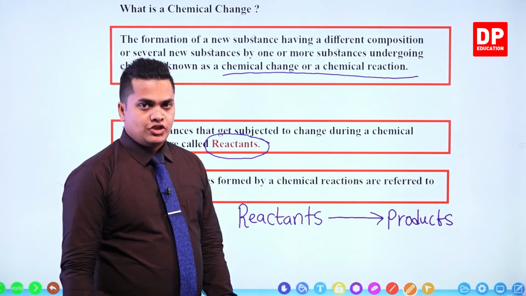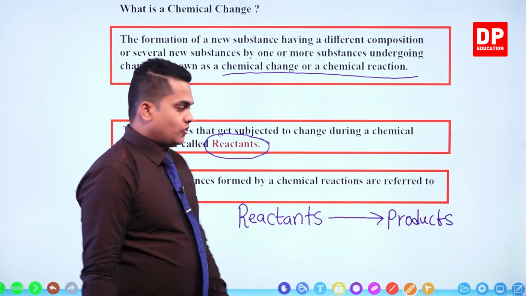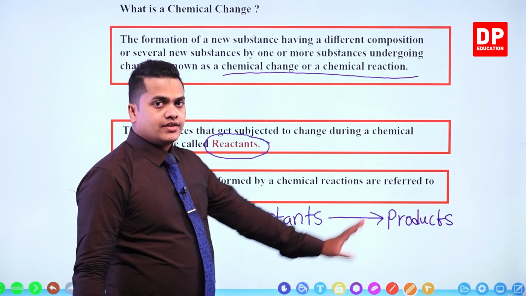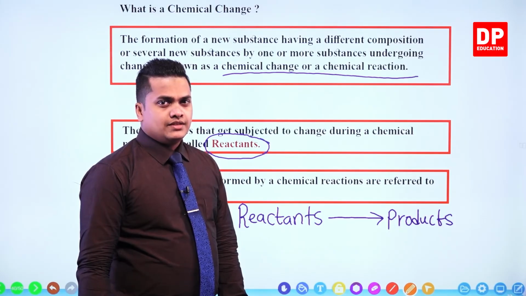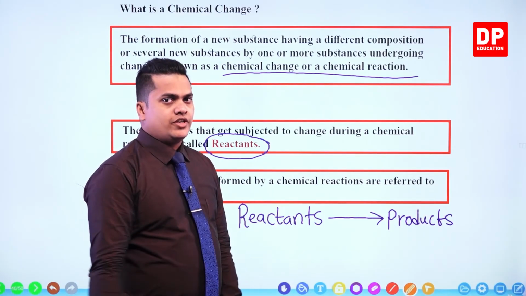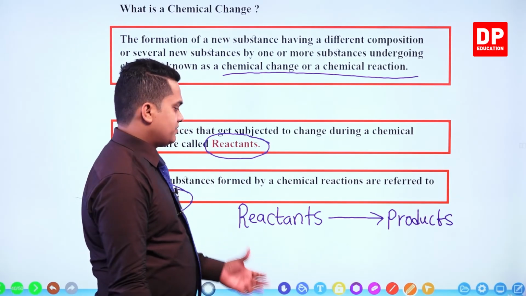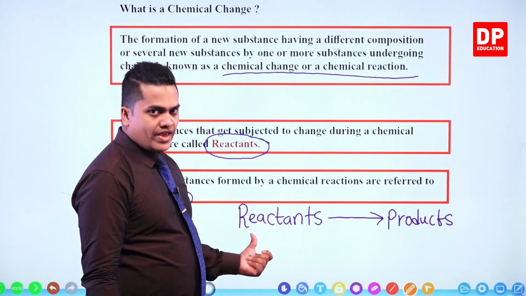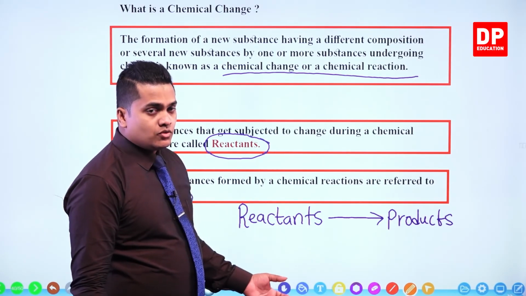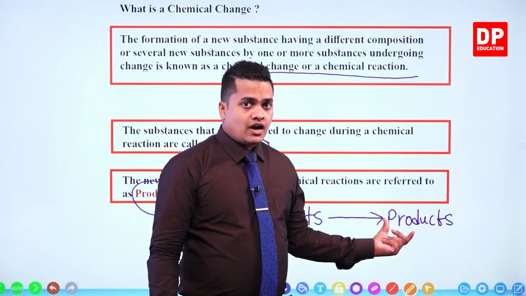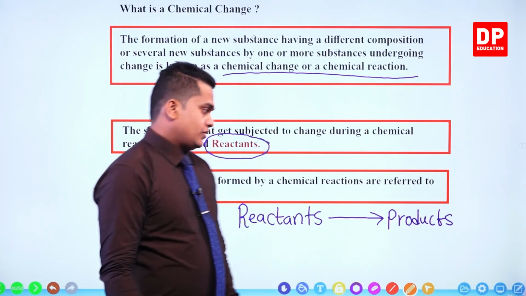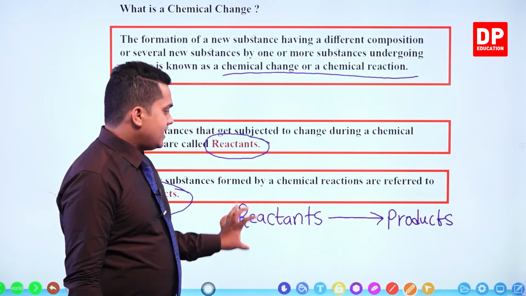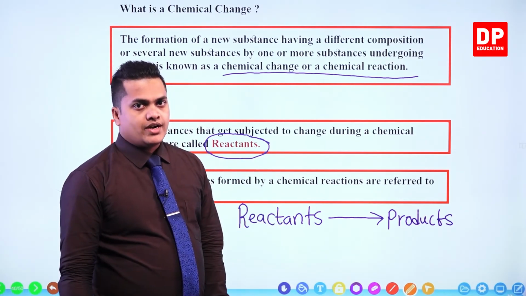Initial substances or reactants are getting converted into products. This is what happens in a chemical change. Initial substances are called reactants. The new substances which are getting created after chemical reactions are called products. So during a chemical reaction, reactants are getting converted to products.